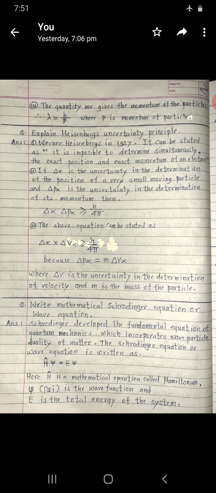The Schrodinger equation or wave equation is written as H bar. H bar is known as a mathematical operation called Hamiltonian. So, Hamiltonian into psi is equal to E psi. Here, the H with the bar above it is called the Hamiltonian. It is a mathematical operation called Hamiltonian, and this symbol is known as psi. Psi is the wave function and E is the total energy of the system. This is known as the Schrodinger equation or wave equation.